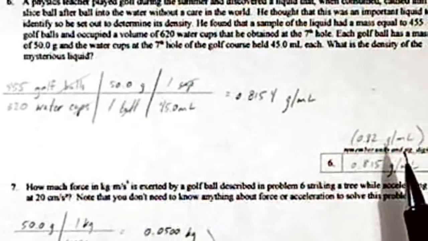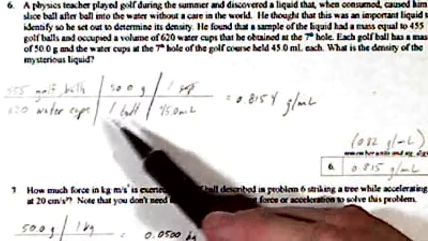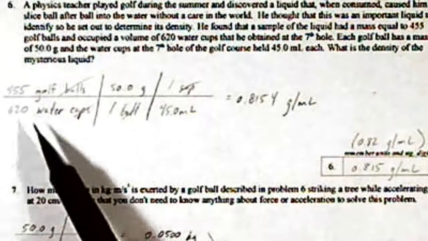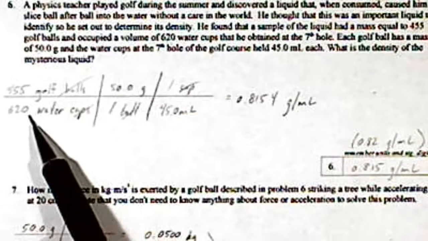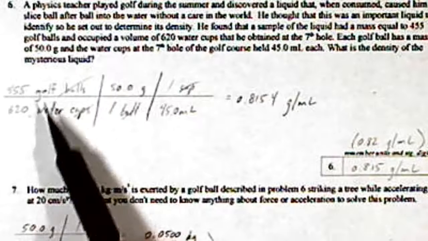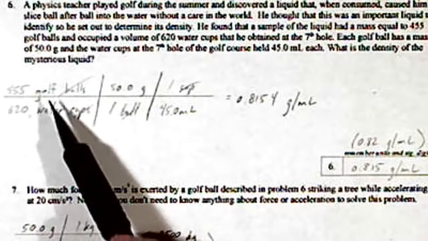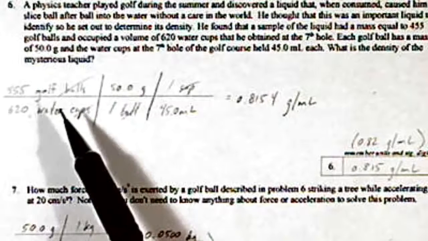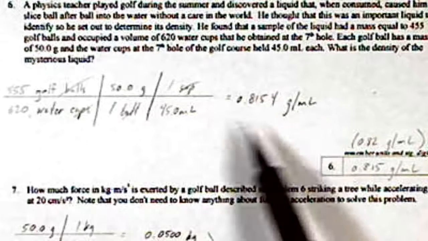I'm going to start out with the first piece of information here. We could do it in other ways. This one could be ordered in practically any way, and you'll get a good answer. I'm going to start out with the 455 golf balls that have a volume of 620 water cups. You could split this out or keep it together however you wish. The important thing is that the golf balls will be on top and the water cups will be on bottom, because I know that I want grams per milliliter in my answer.